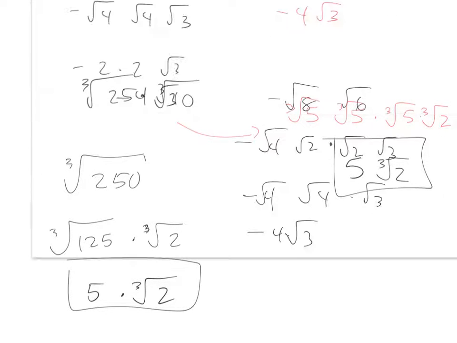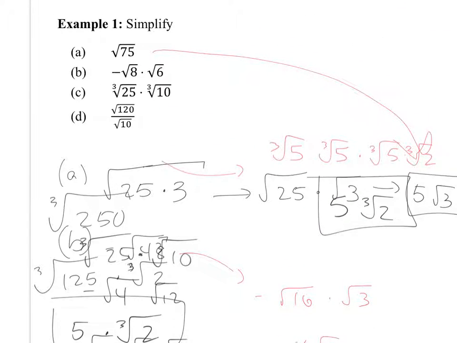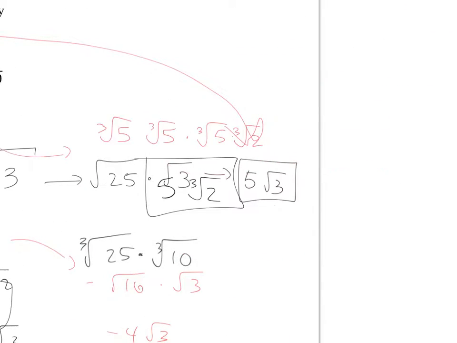How about that last one? The last one says root 120 over root 10. Suggestions? Yeah, you could try to rationalize this, but it's a little bit messy. I don't know if I would take that route.